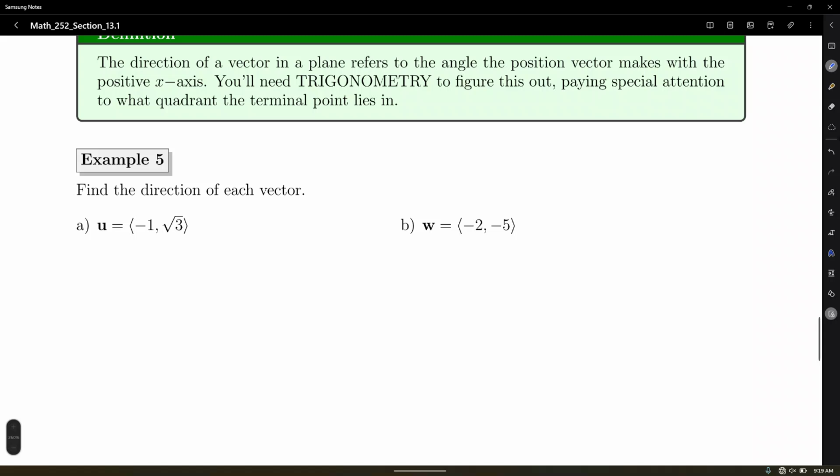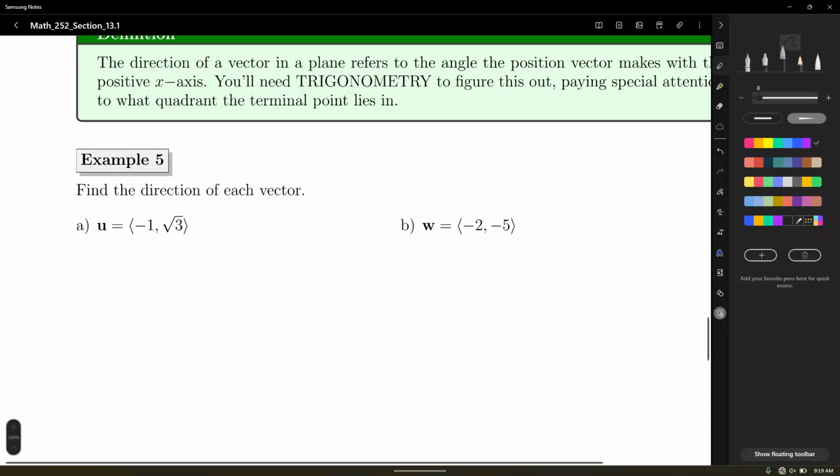That's going to be a pretty nice angle. Let me represent the vector first. On a Cartesian plane, I'm going to go -1 unit and √3 units. That gives us the vector right here. The components of this vector are -1 and √3.